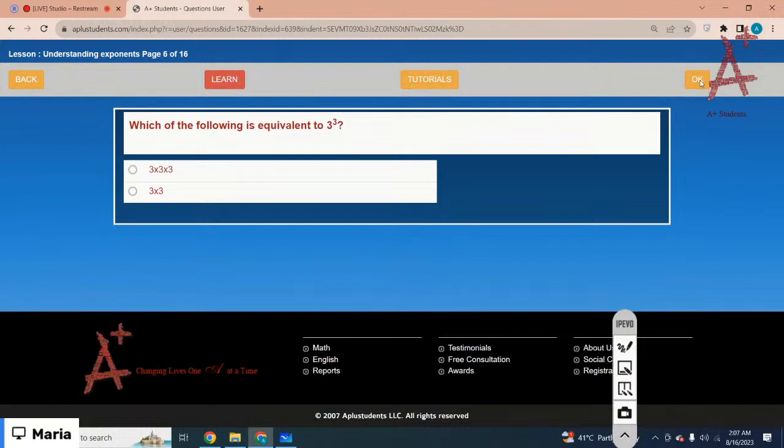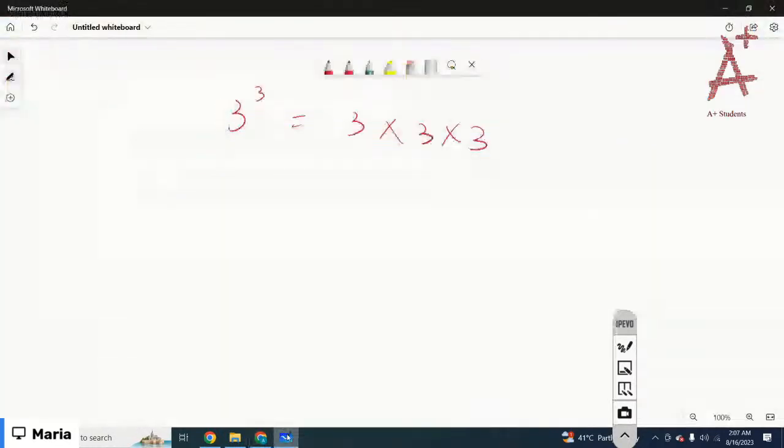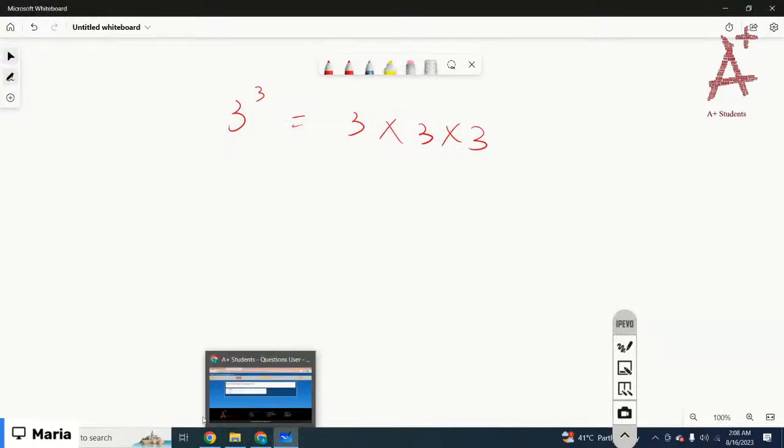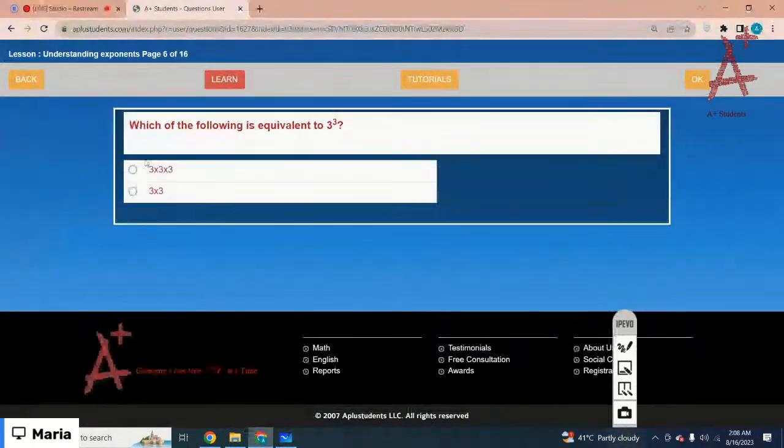3 exponent 3 means you have to multiply 3 how many times? Yes, 3 times. We have already written on the board. You have to do 3 times 3 times 3. So option 1 is the correct option. Very good.